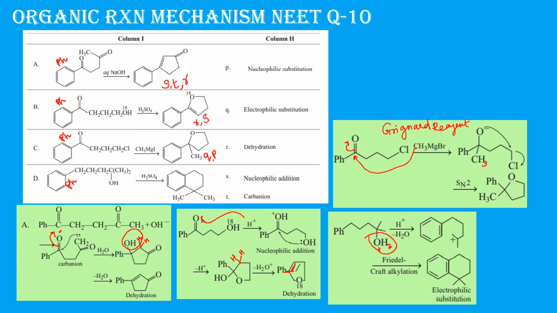Here electrophilic substitution is Q and dehydration is R. So Q and R both are taking place. Q is electrophilic substitution and R is a dehydration. Here the dehydration takes place. So electrophilic substitution and dehydration take place. This is the reaction.